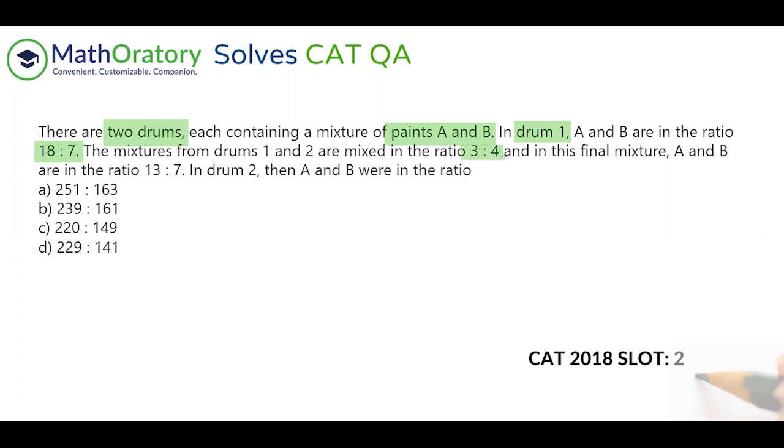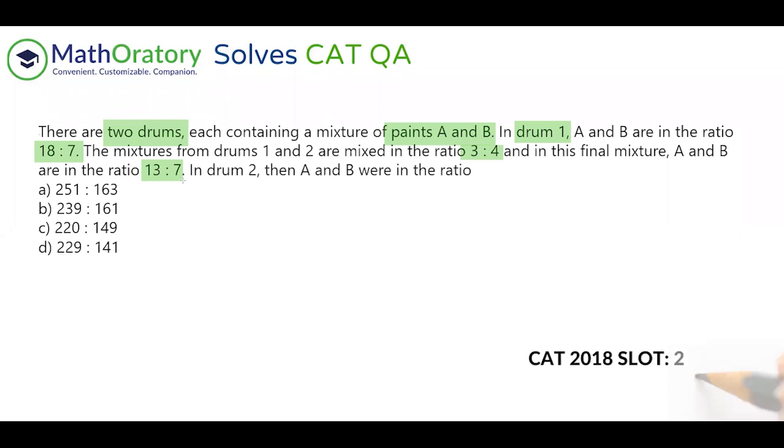There are two types I've discussed in other solutions in classes, where you can manipulate the numbers or apply alligation in either case. But in this case, there's a bit of change. I'll deal with it as we go along. The final mixture has A and B in the ratio 13 is to 7. So this is the requirement. We need to get the final mixture in the ratio 13 is to 7.